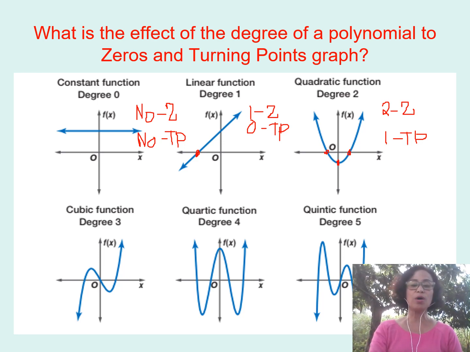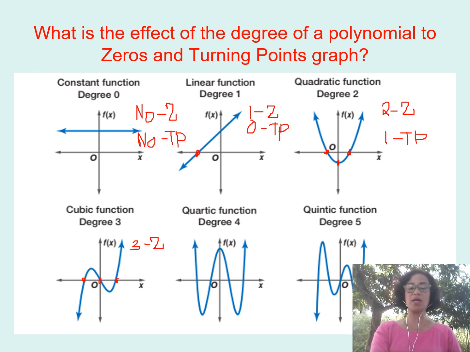Now, let's go to a cubic function or a function that is at the third degree. Now, did it intersect the x-axis? Yes. We have 1, 2 at the origin, and then you have the third point. So, we have 3 zeros of the function or 3 x-intercepts.